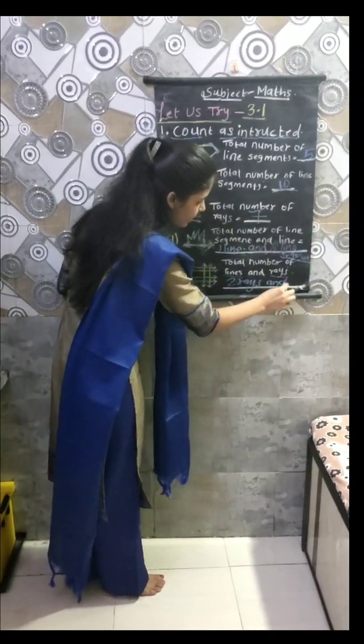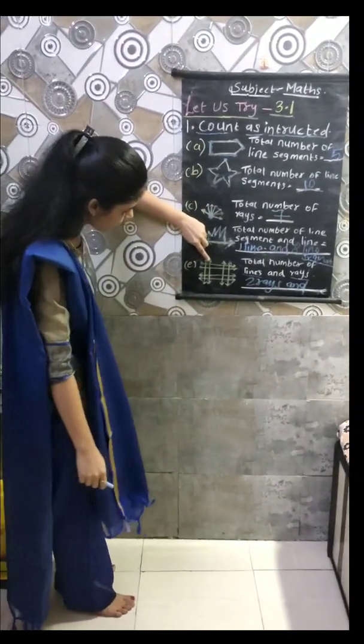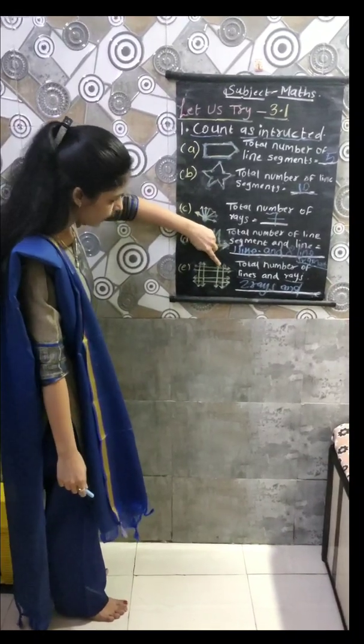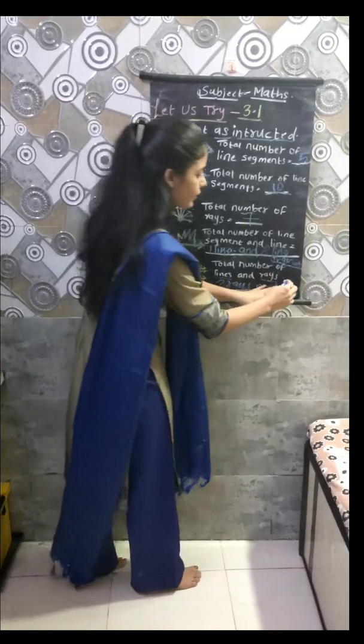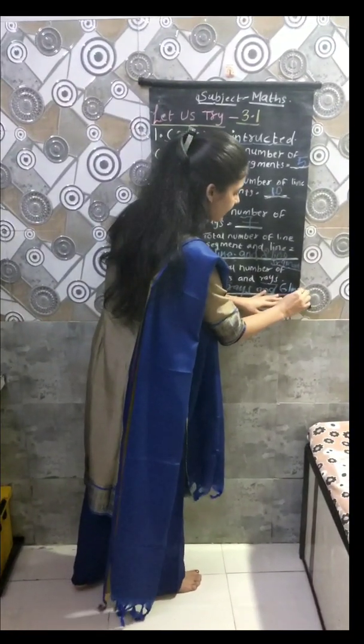And how many lines are there? This 1, 2, 3, 4, 5, 6. So here we have to write 6 lines.